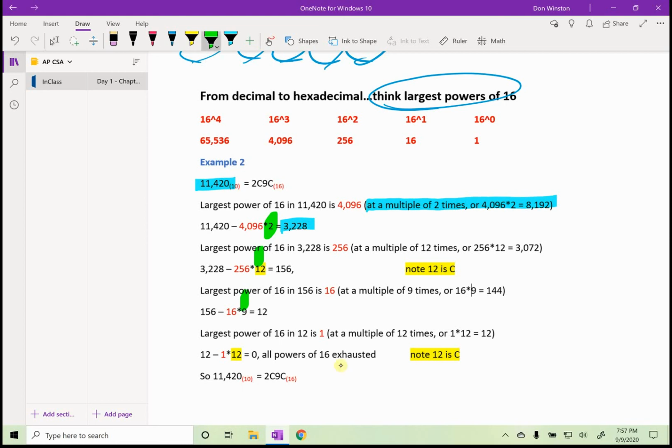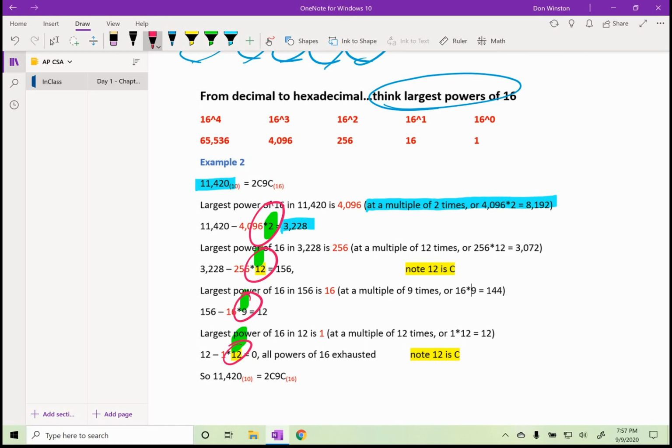So here we have 11,420 is 2, 12 was C, 9, and then 12 was C. So it's 2C9C, base 16. Again, we're just subtracting off multiples of powers of 16.